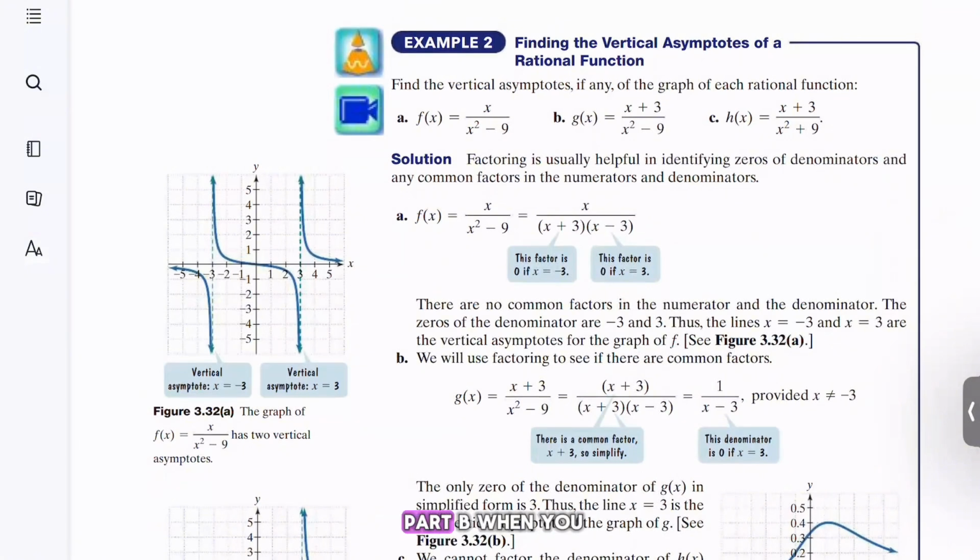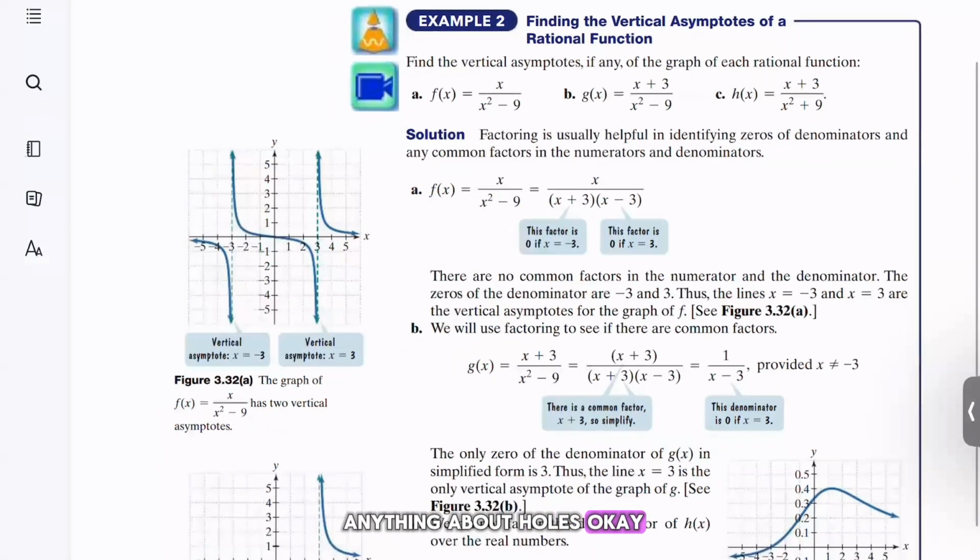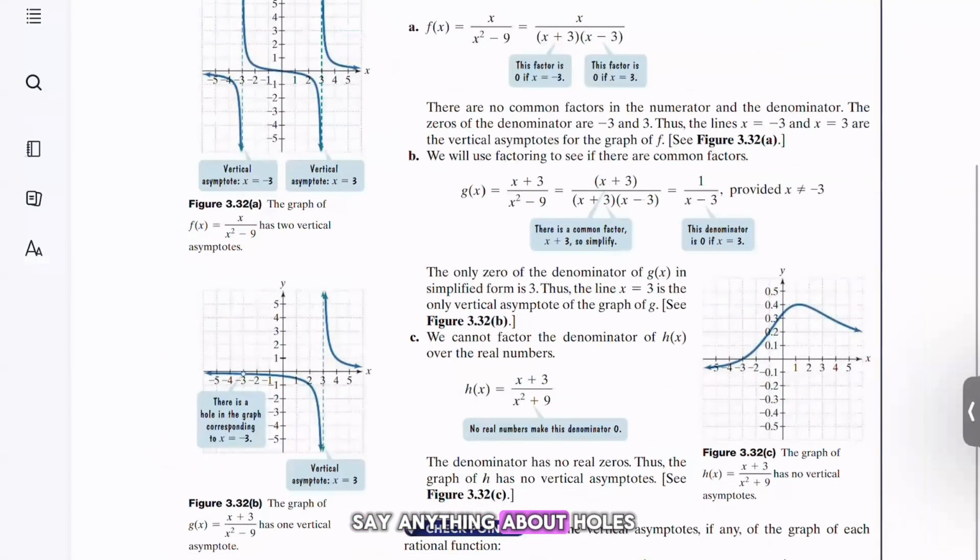Okay, and then for part B, when you factor the denominator, you do have a common factor. So what happens is, I'm trying to see if they have it on here. Okay, so it says, because you factor out X plus 3 in part B, the only zero in the denominator is the line X equals 3. It has a vertical asymptote. They don't say anything about holes, so I'm not gonna say anything about holes yet.